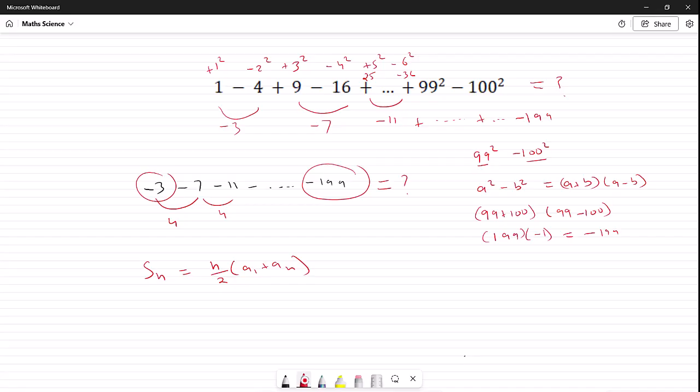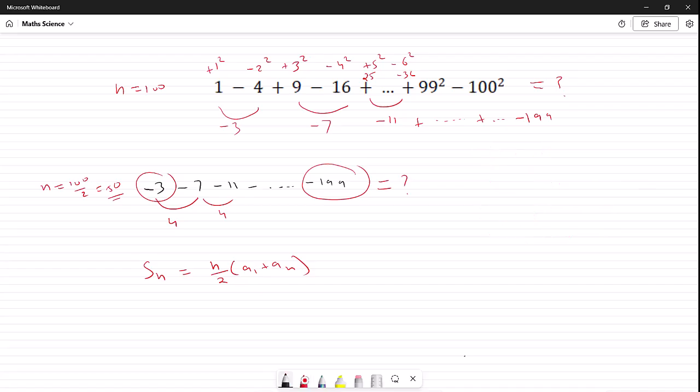Now, how many items do we have here? Initially, the number of items is 100 because this is just the sum of numbers from 1 through 100. And we have alternating signs, but the numbers are still the same. So we'll have 1, 2, 3 squared, minus 4 squared, plus 5 squared, minus 6 squared. So we have 100 items here. In this sequence here, we made pairs of each one of them. So our n just became 100 divided by 2. So it just became 50 here. So n is 50 in this series.